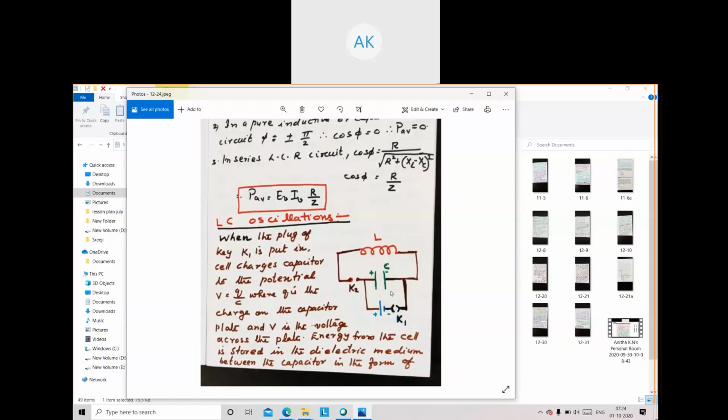Okay. Then remove this plug and close this key. Remove the plug of key K1. Close this key. I'll ask a question. What will happen? If the fully charged capacitor is kept there and it is connected to the inductor, what will happen? Tell.